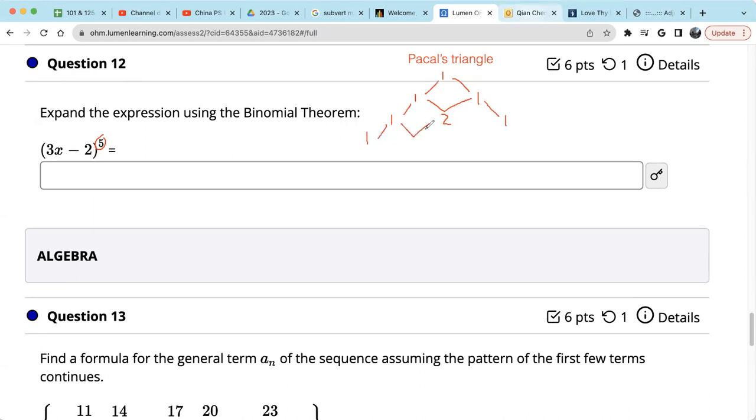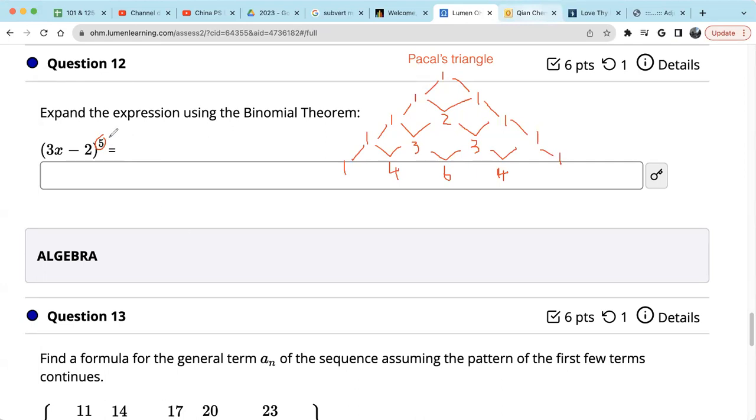I need to add those 2 now. Those 2 add up to be 3, and these 2 add up to be 3. I keep extending this 1. Now 1 plus 3, I get 4. 3 plus 3, I get 6. 3 plus 1, I get 4. So we see a symmetry here, right? And I keep writing this 1.